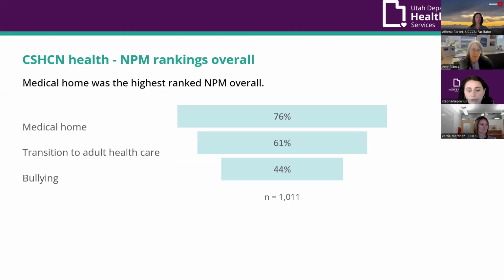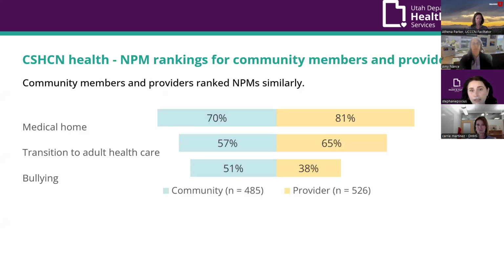The community and provider survey asked participants to rank the SHIN domain national performance measures, which were medical home, transition to adult healthcare, and bullying. Medical home was ranked the highest national performance measure among the 1,000 community and provider respondents in the SHIN domain. And this was seen across all different subgroups within the respondents.